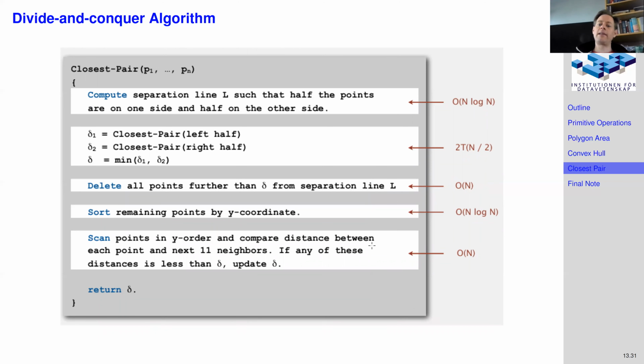So this then leaves us with the following method. So we basically have to sort the points, determine which side they are on, solve the closest pair problem for the left side and the right side, and then we delete all points that are too far away from the line L, and then we sort the remaining on their y coordinates, and then we scan the points in y order and compare them to the next 11 neighbors. And if we find a better one, then we have a better estimate. And then we return the smallest such delta.